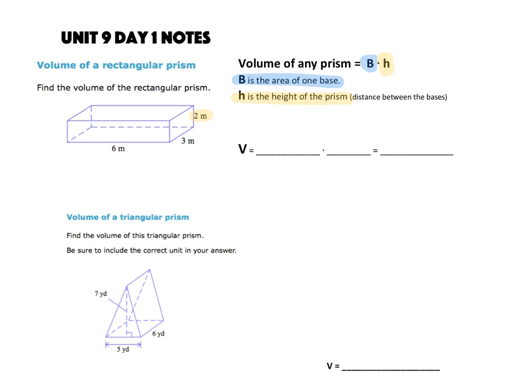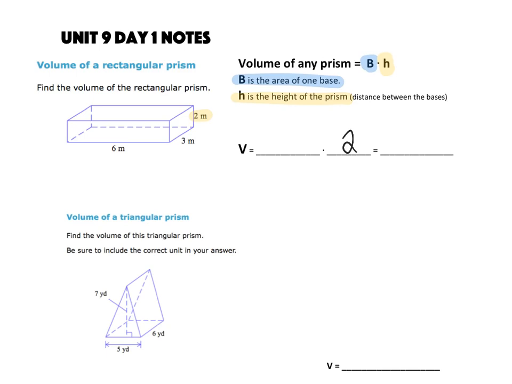So the equation says the volume of any prism, whether it's rectangular, triangular, whatever it is, is B, which stands for the area of the base, capital B, times lowercase h, which stands for the height of the prism. So the height of the prism is what I highlighted in yellow. So we know right off the bat that the height of the prism is 2, and we can put that into our equation. But the area of the base, the big B, we have to figure out.